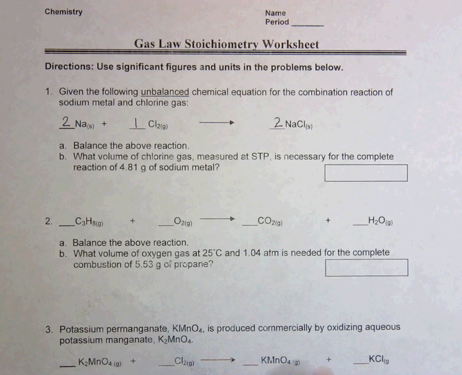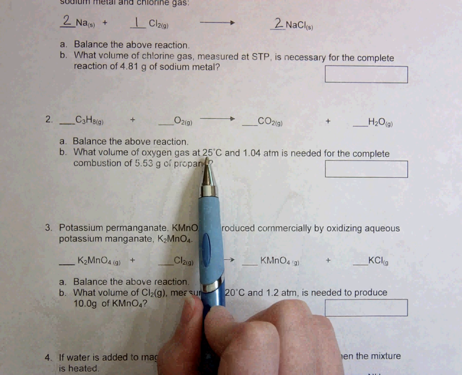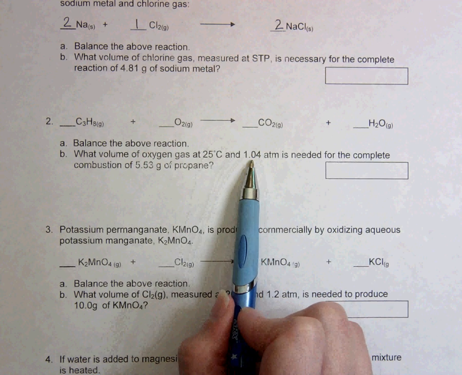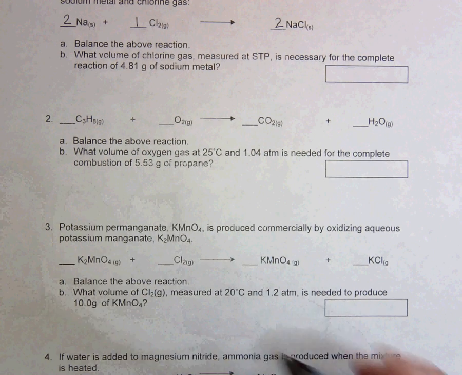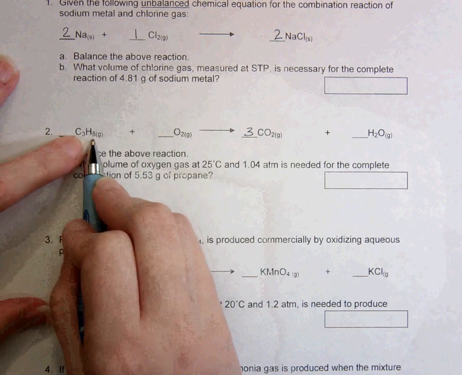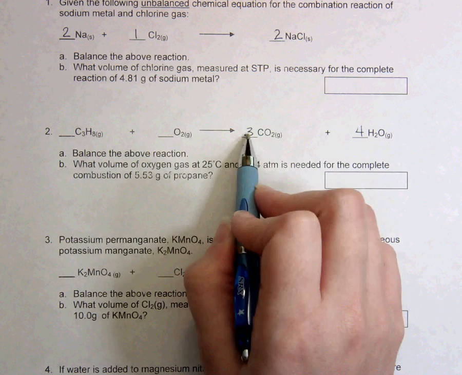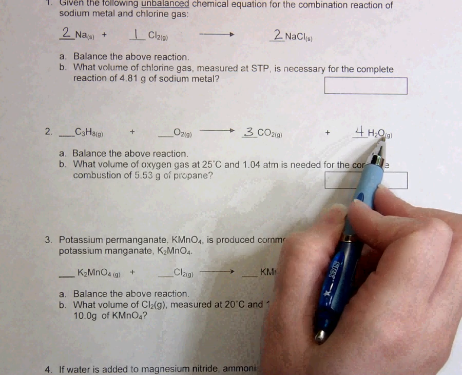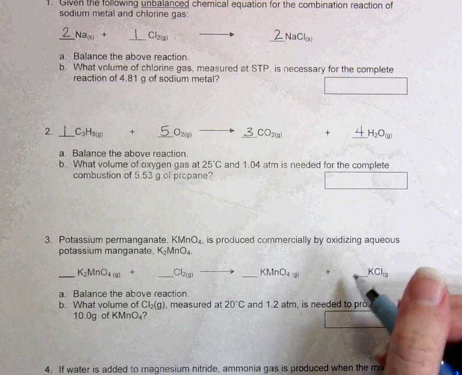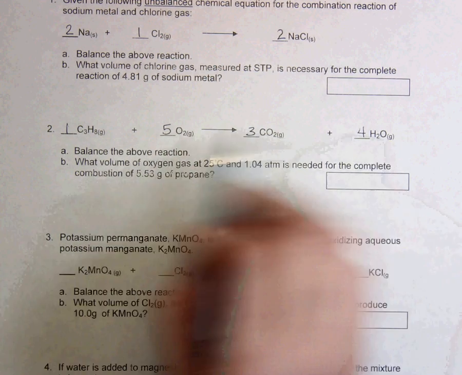But when you get down to number 2, you will have to use PV equals nRT because you have a different temperature and a different pressure than you would have at STP. So in this one, when we balance this, we have 3 C's, so we need 3 CO2's. C3H8, so we need 8 H's over here, so I need to do 2 times 4. And then here that gives me 6 O's, and another 4 O's gives me a total of 10 oxygens, so I need a 5 here to make 10 oxygens. And that one's balanced. So I have 3 C's, 8 H's, and 10 total O's on each side.